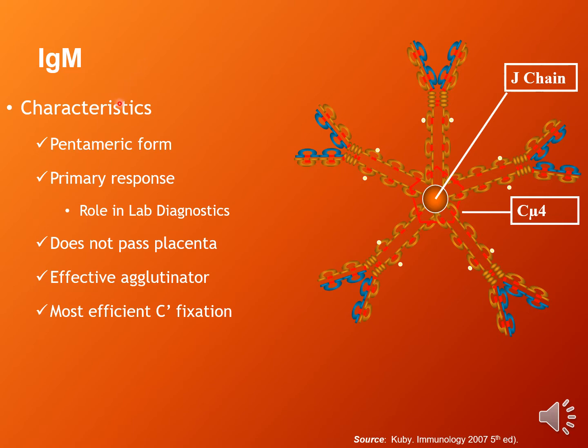IgM is a pentamer. It has 5 arms, and it's usually the first antibody that is produced in response to initial infection, so the primary response. It is unable to cross the placenta because of its big size, but it can result in agglutination. When they act against antigen, it can result in agglutination, and this is very efficient in complement fixation.